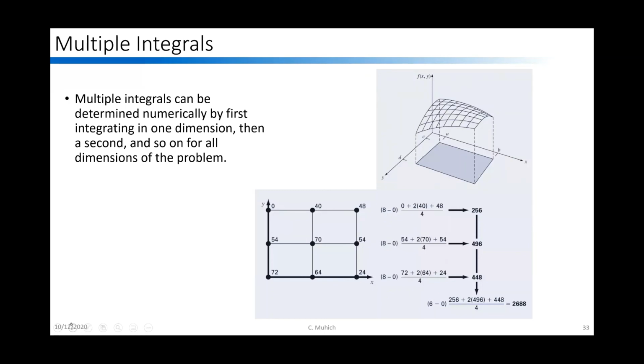The last topic that I really want to talk about is multiple integrals. We'll do this relatively briefly. We're going to use the same idea that we use for interpolating over multiple dimensions. But here we're going to do an integration. What we do is we pick a direction to work on first. So let's say I'm going to work first in the x direction. So here I would apply whatever formula that I want, say the Simpson's 1/3 rule, in the x direction.